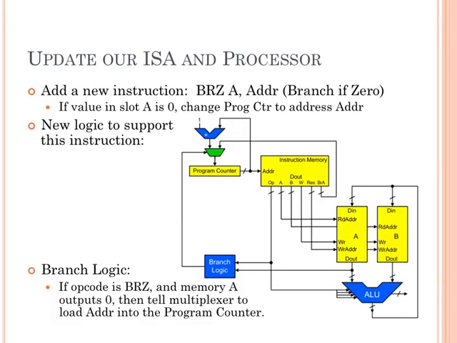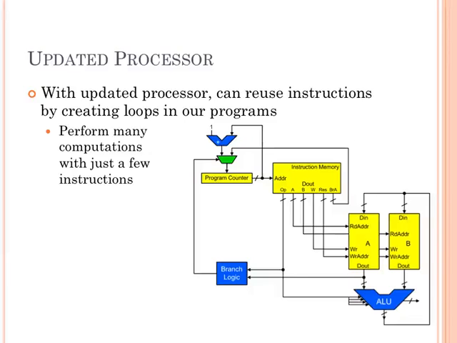So we have an updated processor now, and this is something that you probably take for granted, but before we had this branching capability, if we wanted to do a large computation, we had to write a large program. And if we wanted to do a small computation, we could write a small program. But we really couldn't reuse parts of our program to do multiple different computations. But now we can, because we can loop.